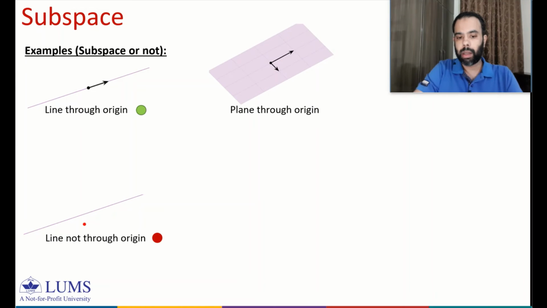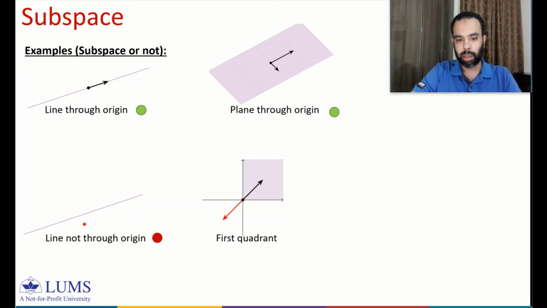What about this set? A plane through origin. So this is in fact a subspace. What about this set? The first quadrant. So if you take this black vector and you scale it by a negative value, you get this red vector. So the red vector is not part of the set. So this does not satisfy the scaling property, and therefore this set, the first quadrant, is not a subspace.